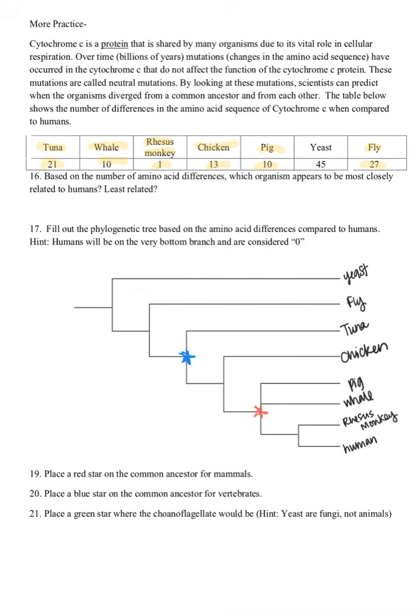Now the last one asks you to place a green star where the choanoflagellates would be. Okay, these are the most common ancestor to animals, which is why the hint says yeast or fungi, not animals. So this green star is going to go on my tree wherever it branches off to include all of my animals but not my yeast. So I'm going to place it here.